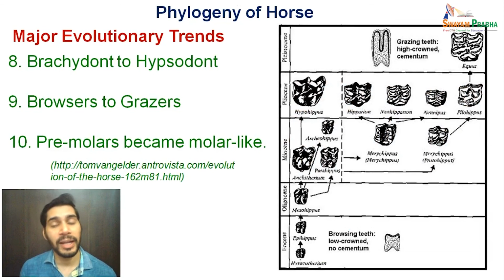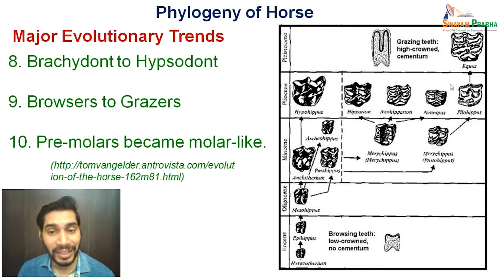Then regarding dentition, as I just said, there is a change from brachydont to hypsodont dentition. The modern form is hypsodont in nature, but the earlier or primitive forms of horse evolution were not hypsodont. They were basically brachydont. If you see this chart with respect to the geological time scale and the evolution of horse from Hyracotherium to Equus, Equus has grazing teeth, which are high crowned and with cementum. The teeth present in Hyracotherium were browsing type, with low crown and no cementum.